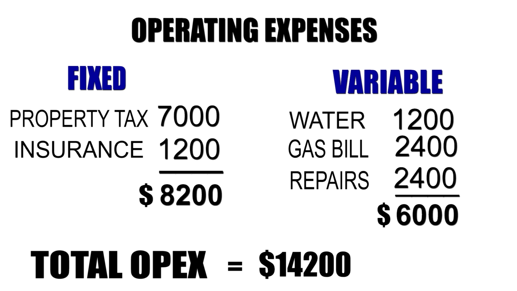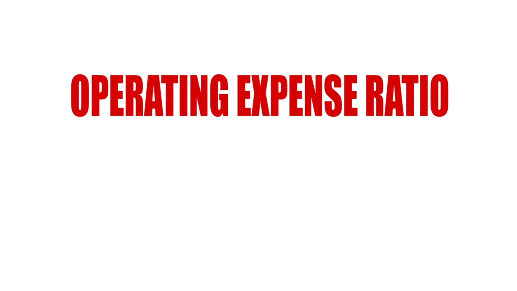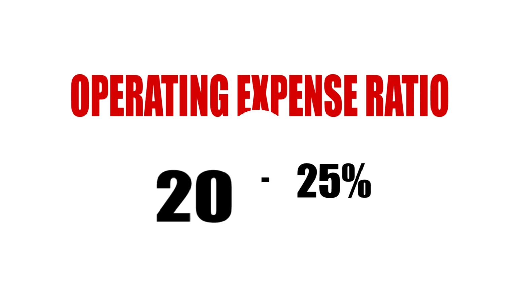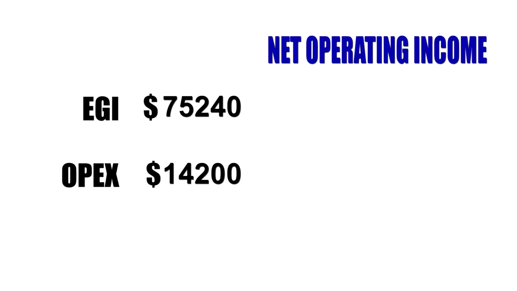So between the fixed and the variable, it's about $14,200 in expenses. So now we have to figure out the operating expense ratio. Again, it will be about 20 to 25%. In this case, it's a little below 20%. Now, once we take the effective gross income and subtract the operating expenses, we get down to something called net operating income. So your net operating income in this case would be $61,040.